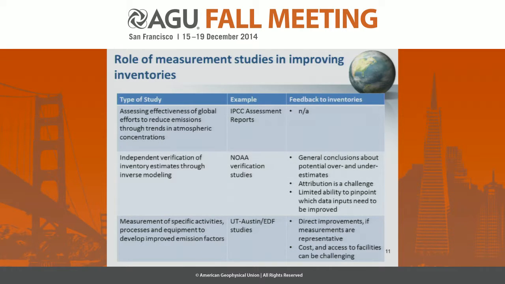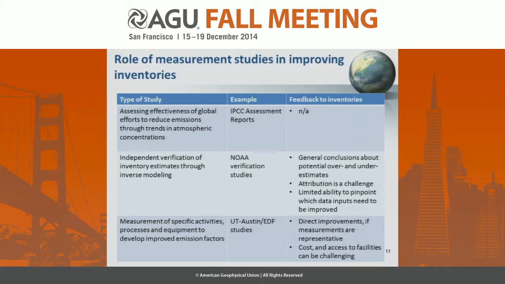And then my final two slides will discuss the role of measurement studies in improving inventories. I've listed here three general types of studies. I know there are others. One would be studies that look at trends in atmospheric concentrations to assess effectiveness of global efforts to reduce emissions. Those would include studies that feed into the IPCC assessment reports. It's difficult for us to use those studies to improve the inventory. They're very useful for their specific purpose, but we can't really directly use them right now.